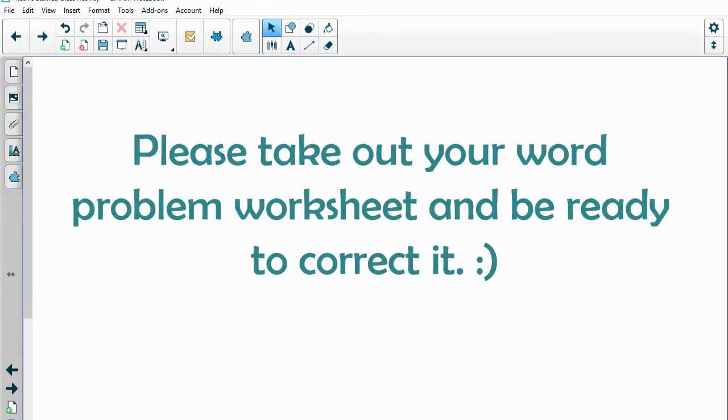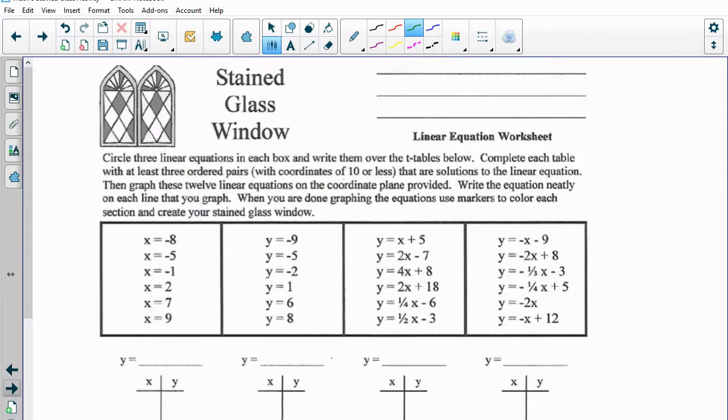Quickly, this is your job to get your lines. The very first thing, you can see there's 4 boxes up here. These are the equations you're going to be graphing the lines for. It says circle 3, and I want you to cross off 3, and I want you to put 4. And underline, please, circle 4 linear equations in each box. That's your job. So we're going to be graphing 16 lines. 16 lines. So we're changing that to 4.